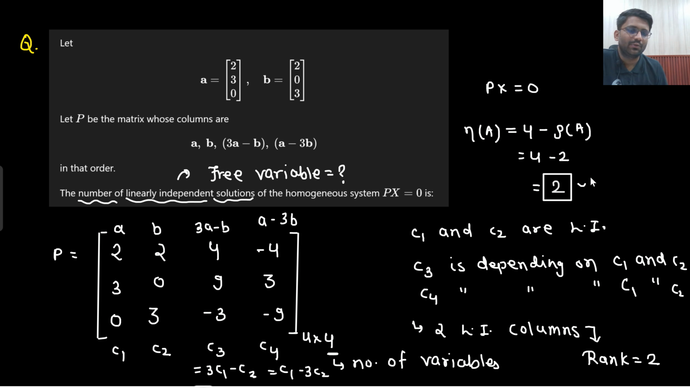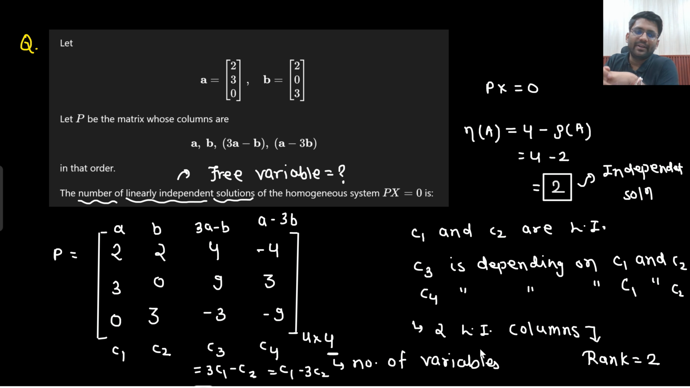These many independent solutions you will have. Independent solutions. How did we solve it? Did you understand this point or not? Matrix P I could have framed. This is the matrix P. I don't even need to frame it, but still I wrote down the matrix P. Px equals 0, right? What I need to find out? Number of linearly independent solutions.